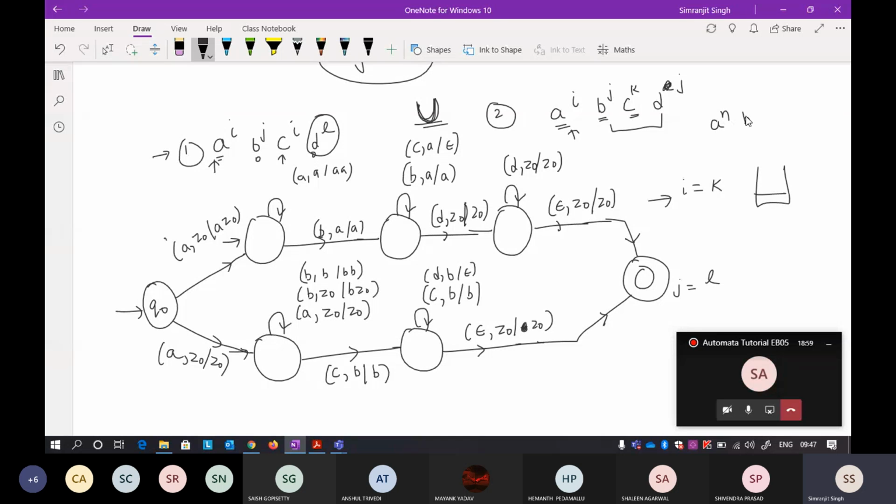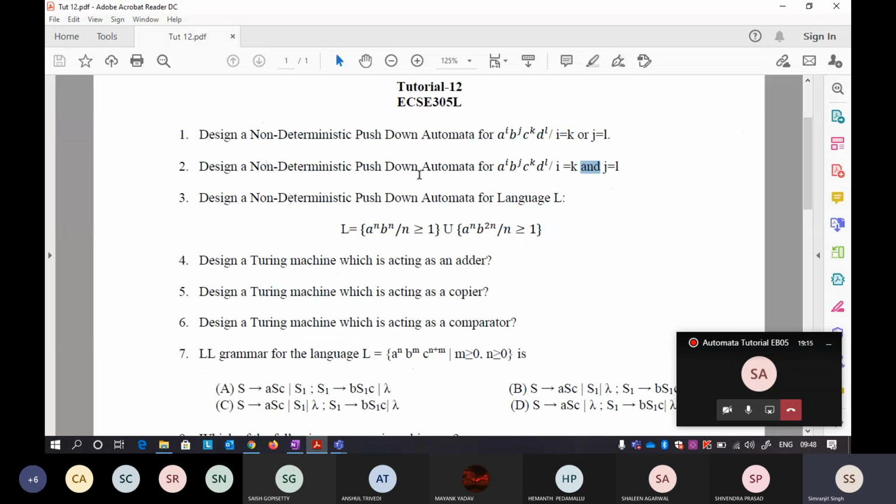I've already told you about questions like this, that the number of a's are equal to the number of b's, that is possible. But if there is a second comparison, that the number of b's are equal to the number of c's, that cannot happen in a stack. So that is why you cannot build a non-deterministic push down automata for this particular question, because there is an and here.